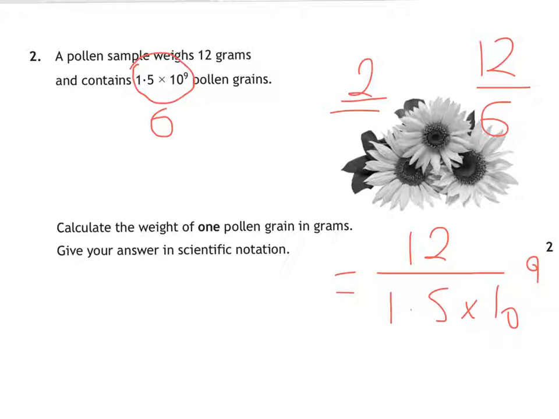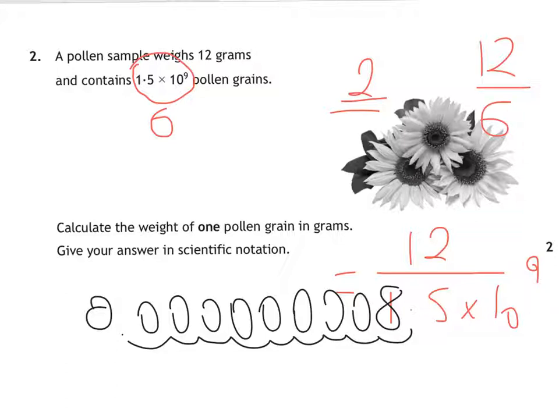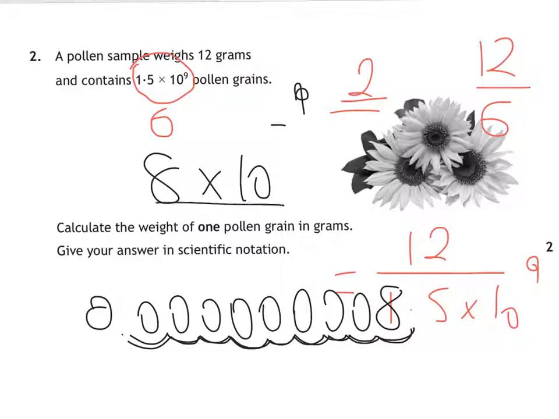And that will give me 0.00000008. Then change that to scientific notation, so move the decimal point to get to a number between 1 and 10, that's 8. And I've moved the decimal point once, twice, 3, 4, 5, 6, 7, 8, 9 times to the right though, so it's 8 times 10 to the minus 9 grams.